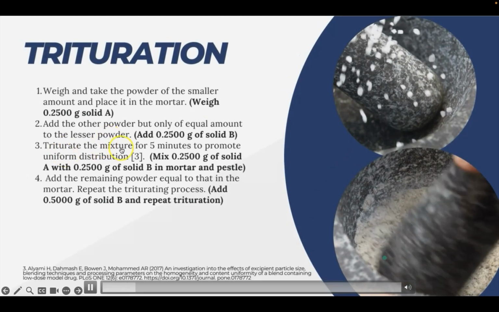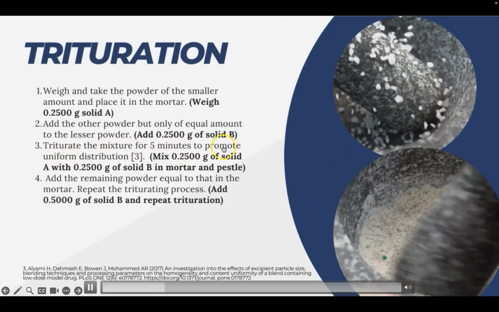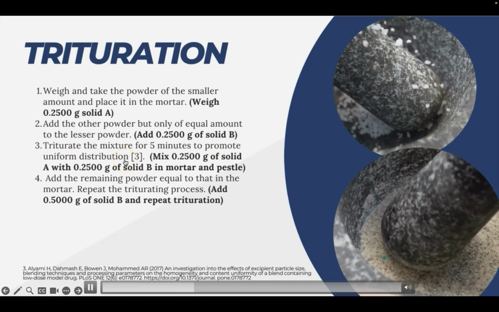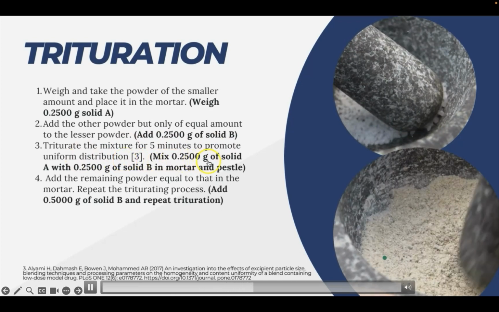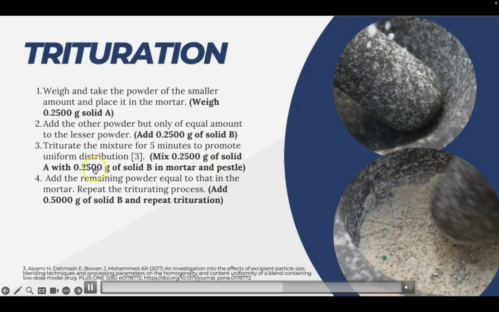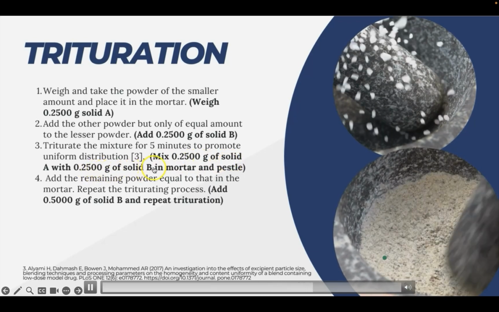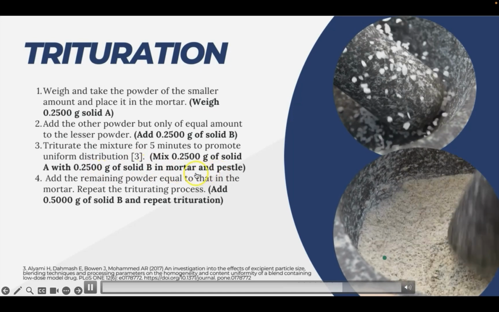Next, triturate the mixture for 5 minutes to promote uniform distribution. So how do you do that? Mix 0.25 grams of solid A with 0.25 grams of solid B in a mortar and pestle.